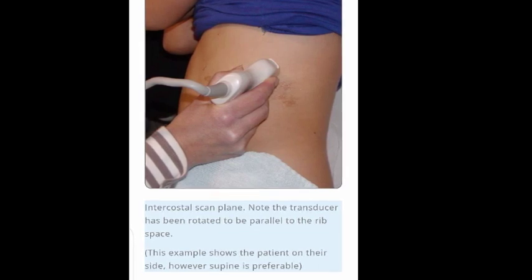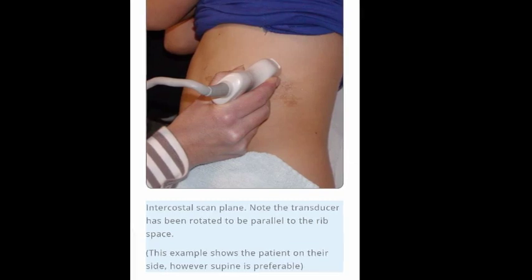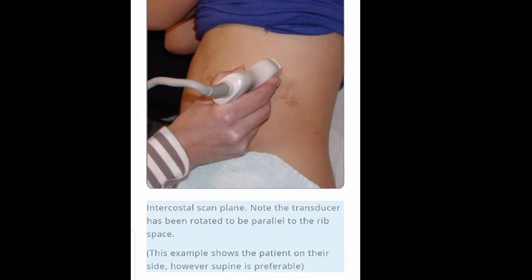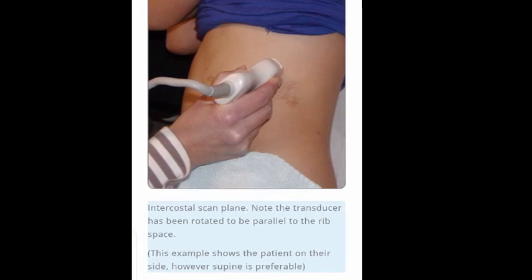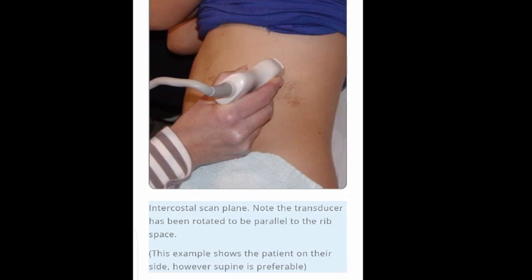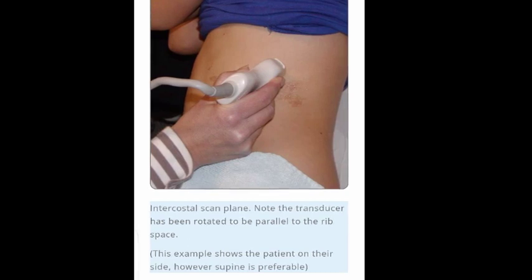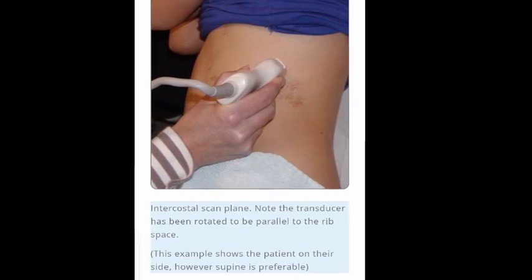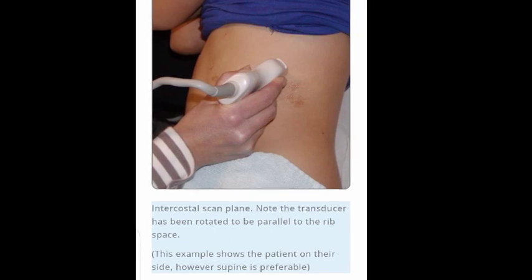Overlying bowel gas, overlying lung base, or rib shadows can cause problems. To improve visualization, change rib spaces or slowly roll the patient. To improve visualization, try inspiration, expiration, distended abdomen, erect. Rarely, the left lobe of the liver, if enlarged, may be used as a window to assess the superior portion of the spleen.